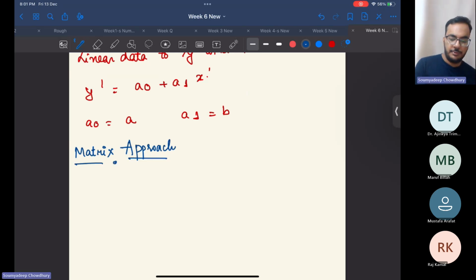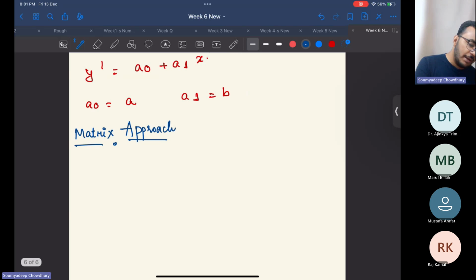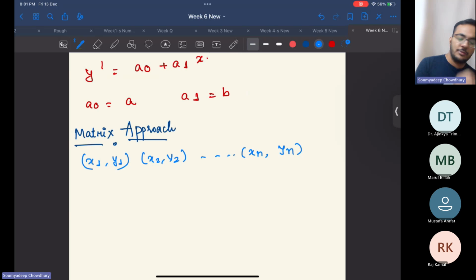What is my matrix approach? Suppose you have a set of data given by x1, y1, then x2, y2, like this, up to n data points, xn and yn. You are told to fit it to some equation and find the best fit line. So this is the equation of the best fit line.